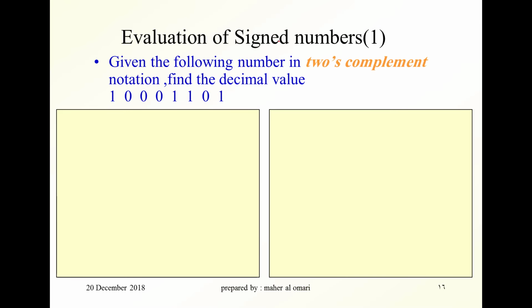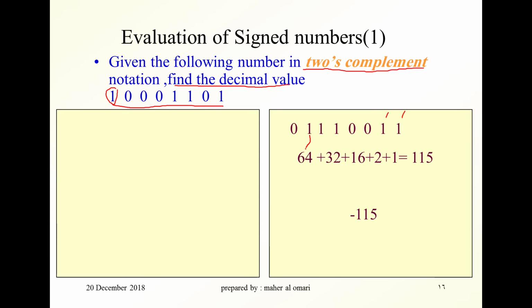Suppose you are given the following number in twos complement notation. Find the decimal value for this number. From the start, you should notice that this is a negative number. So to find the absolute value for it, you take the twos complement of this number. Then you find the values for the ones here.